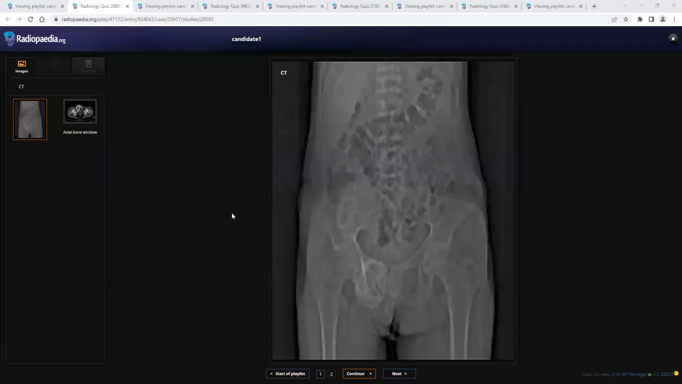Before proceeding to CT, what are your differential diagnoses at this level? At this level, it appears to be a benign looking lesion with a narrow zone of transition. There is no evidence of cortical breach. I couldn't appreciate a soft tissue component in this scout film. There is some internal calcification, so I suggest it may be an exophytic chondroma.